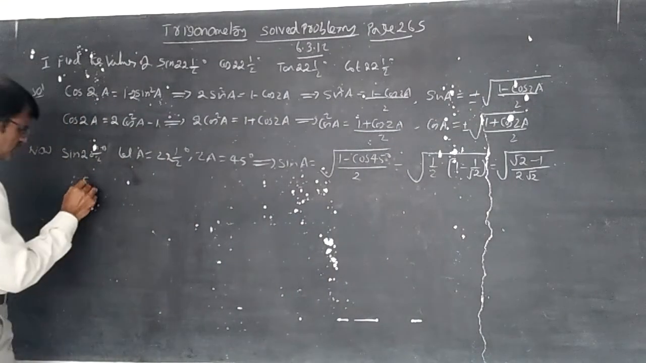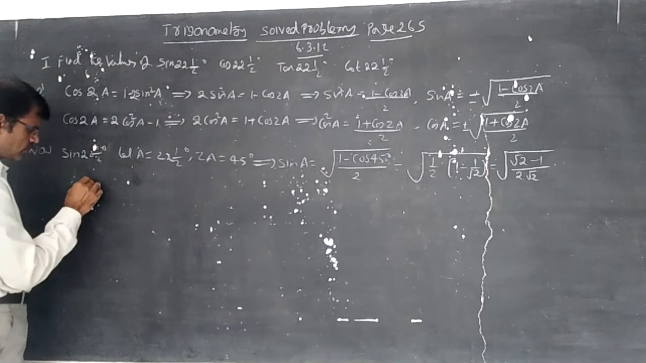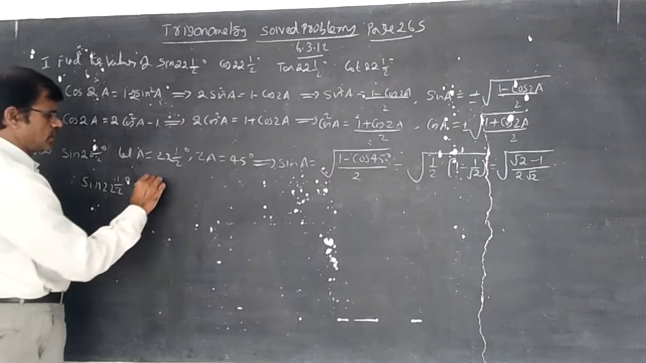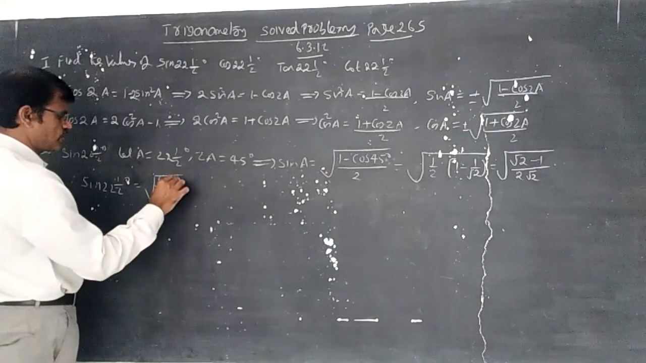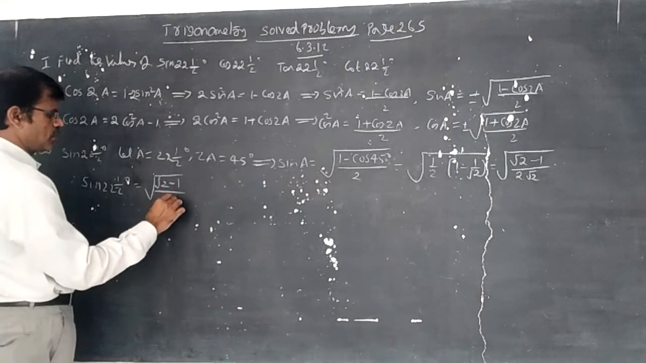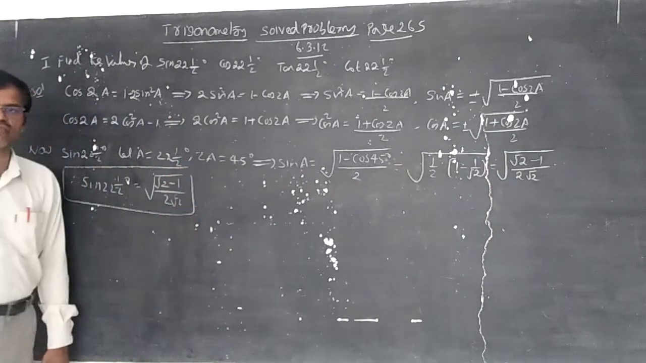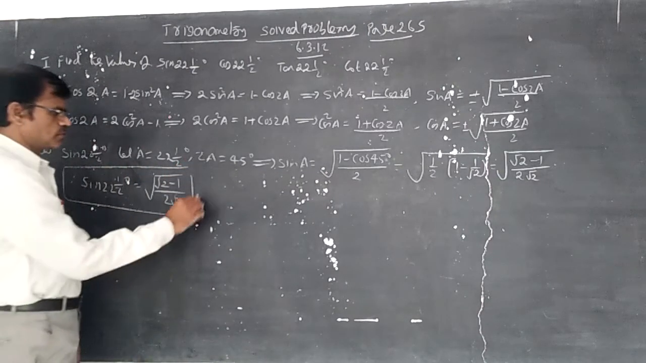Therefore, sin 22 and half value you should remember hereafter. Like a formula you should remember the value. Sin 22 and half is equal to root of root 2 minus 1 by 2.